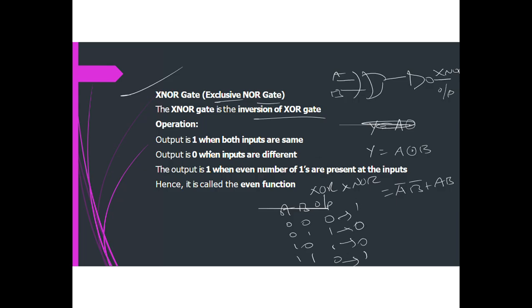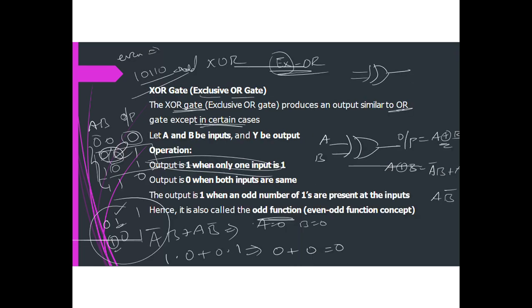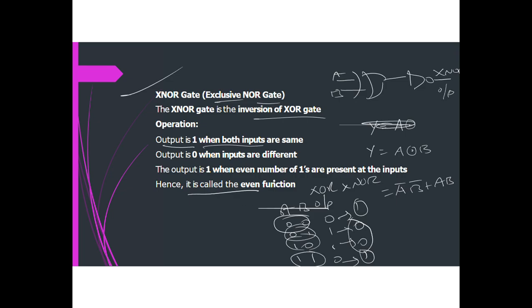Now write the operation. When both the inputs are the same, the output will become 1. See here, for the 0 0 combination and the 1 1 combination, you get the output as 1. When the inputs are different, our output is going to be 0. The output is 1 when an even number of ones are present, so it operates as the even function. In the previous gate it found an odd number of ones, but here it finds an even number of ones or even number of zeros, and only then is it represented as 1. So you can say it is an even function.